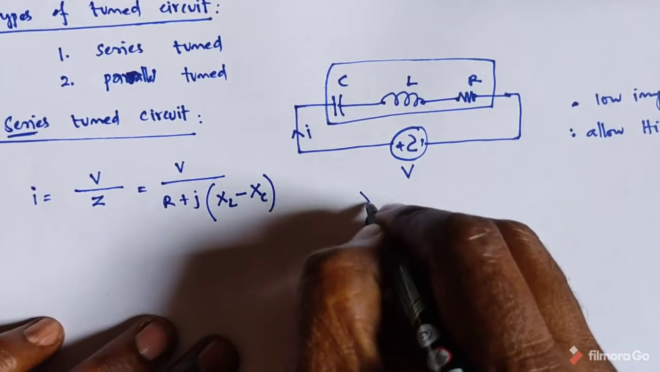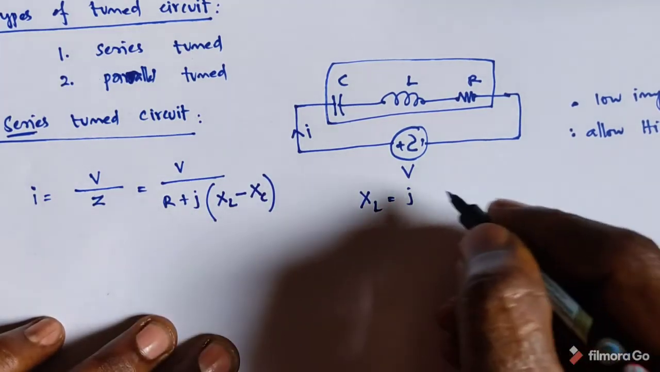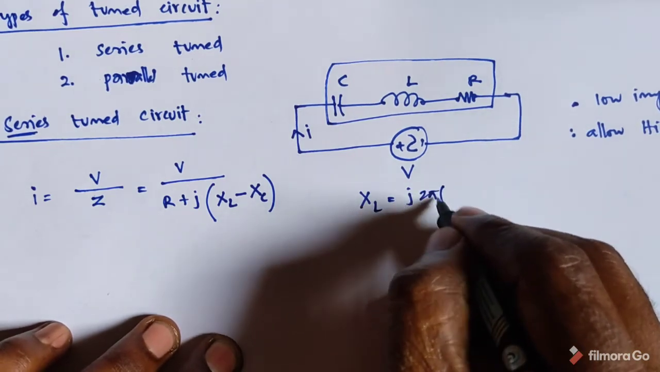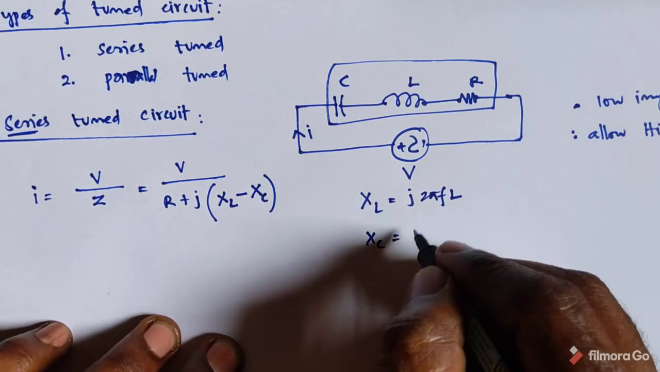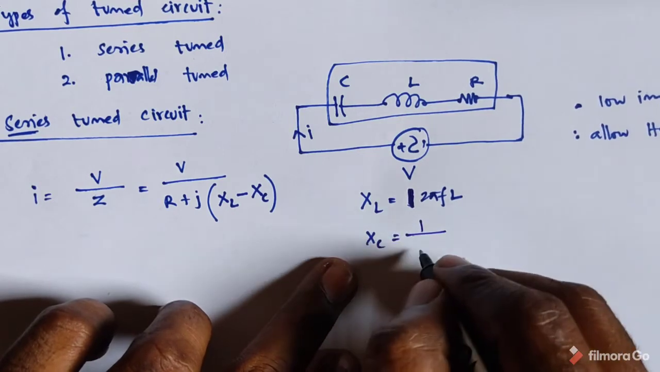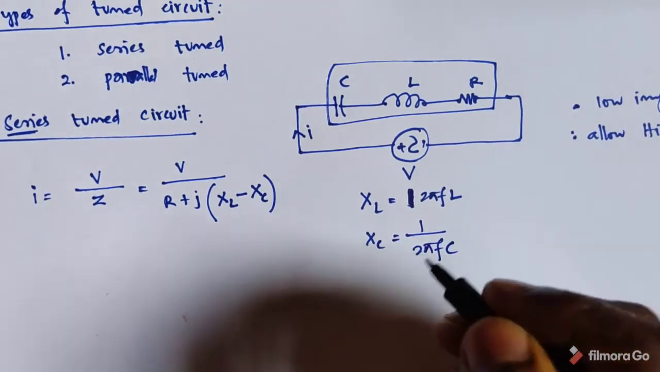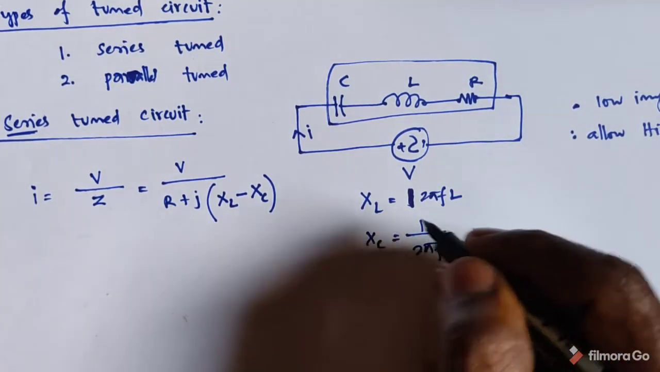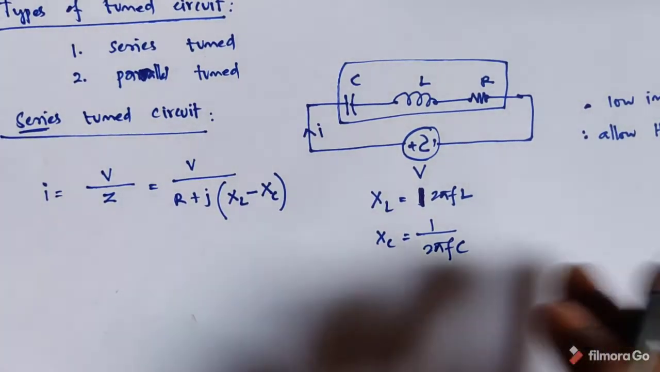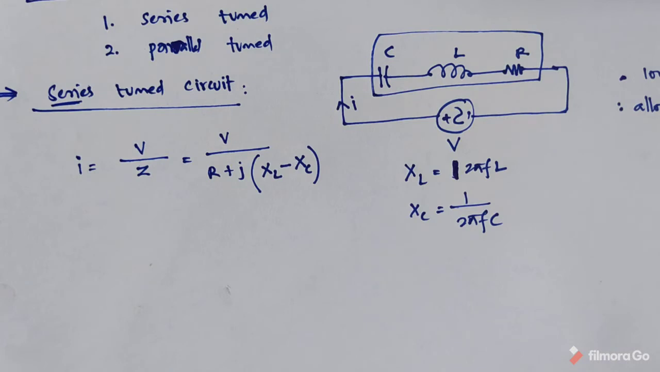Why? Because you know the reactance of the inductor XL is equal to j omega L. Omega L is equal to XL, and XC is 1 by j omega C. Like that, you can take XL equal to 2 pi FL, and XC is equal to 1 by 2 pi F C. This type of response you can represent in terms of a 1 by something minus value. Now we have to consider this type of responses.